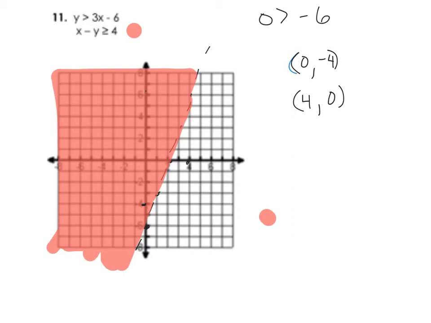So my line is going to be a solid line that goes like that. Now I just have to figure out which side to shade. So to figure out the shading, I'm going to plug in 0, 0 into this equation. So I would get 0 minus 0 is 0. Is 0 greater than or equal to 4? And the answer is no. 0 is not greater than or equal to 4. So I'm going to shade on the other side. So the other side would be this side.